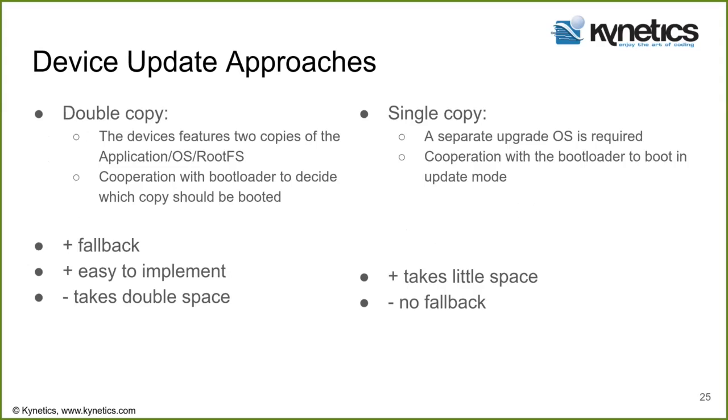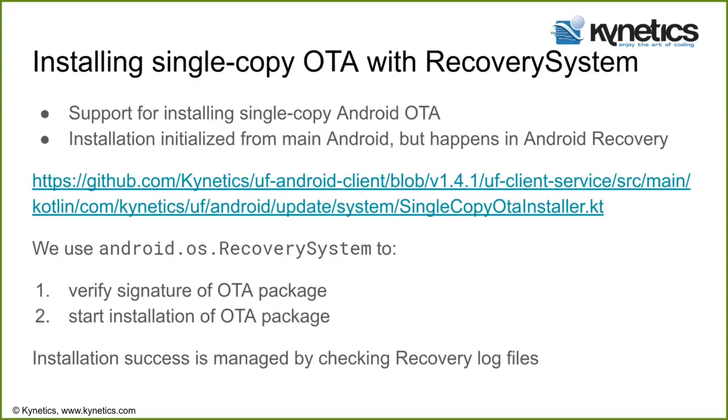So it was not very common, let's say 5 years ago, but it really provides fallback options. It's really a big improvement over single copy, which was kind of the standard before Android 8. So how did we integrate with the system APIs for single copy updates?